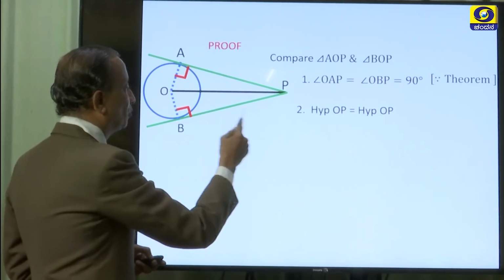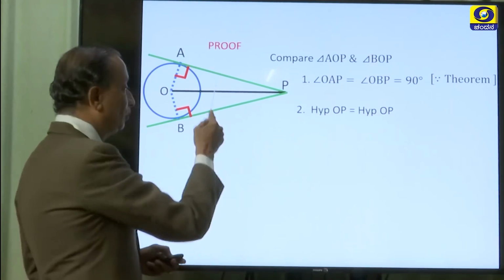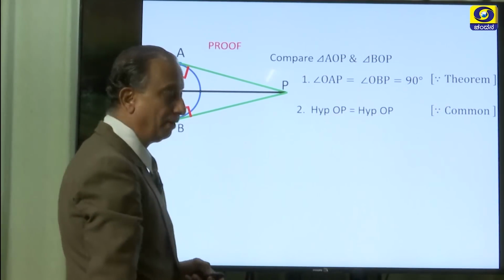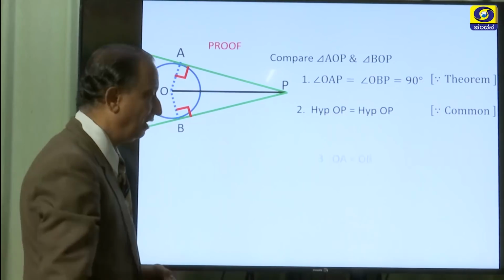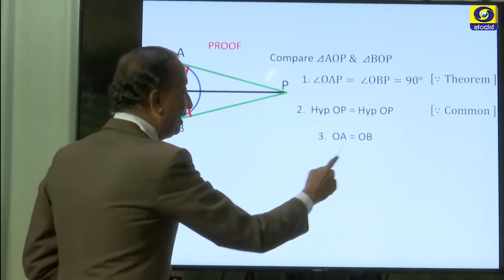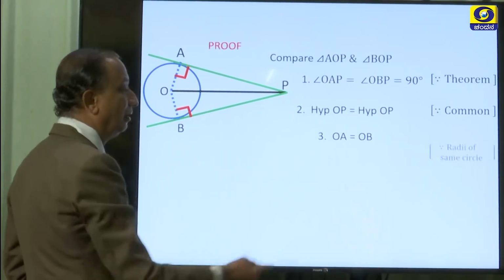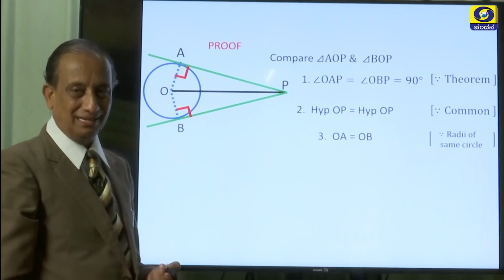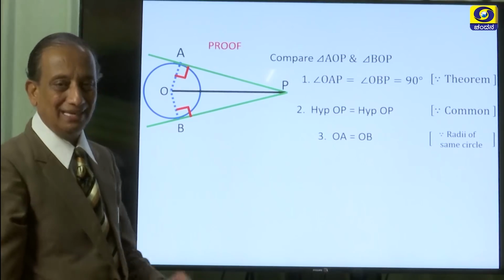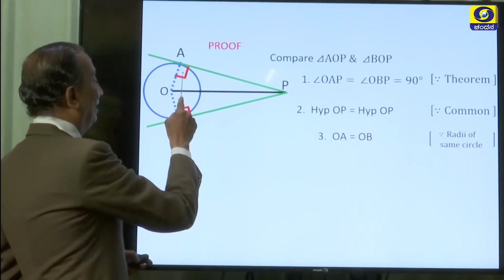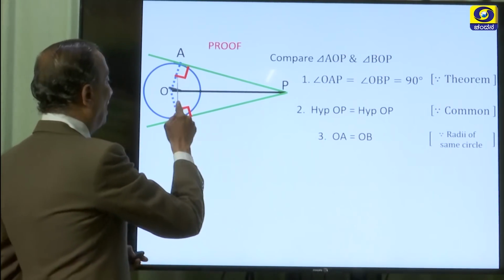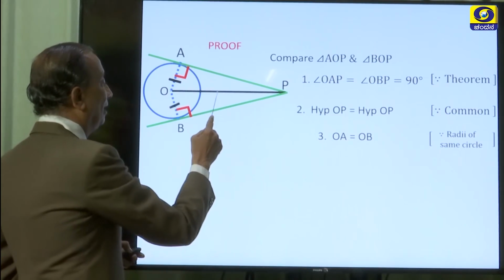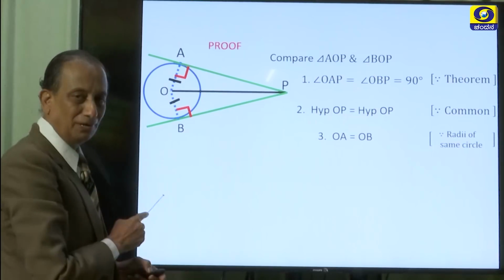So hypotenuse OP is common to both the right angle triangles. And finally the last point, OA and OB are equal. You know they are the radii of the same circle and they will always be equal. So now right angle, hypotenuse and a side are respectively equal to right angle, hypotenuse and a corresponding side.